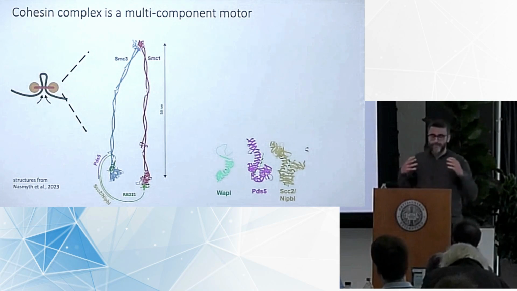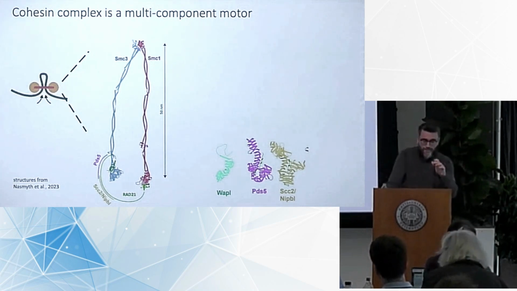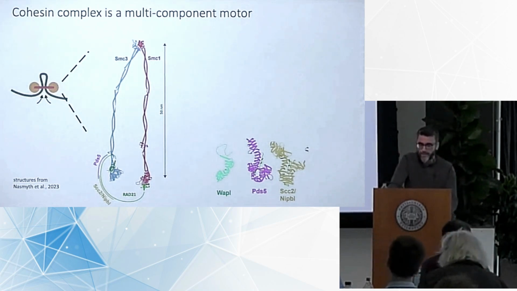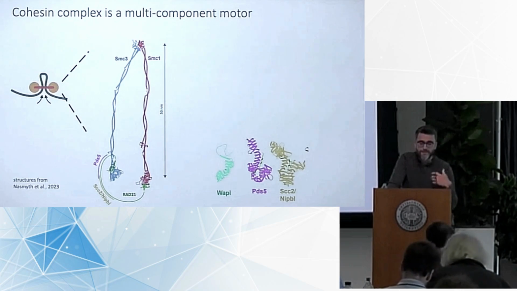And this barbell cartoon that we've been using to describe all our models is, of course, an incredible simplification. And I think, in my opinion, limiting ourselves to this sort of cartoon is one of the main bottlenecks to gaining deeper predictive understanding of interphase loop extrusion.